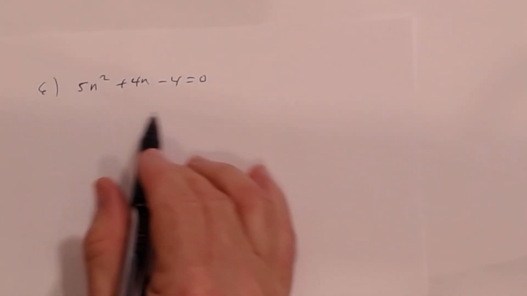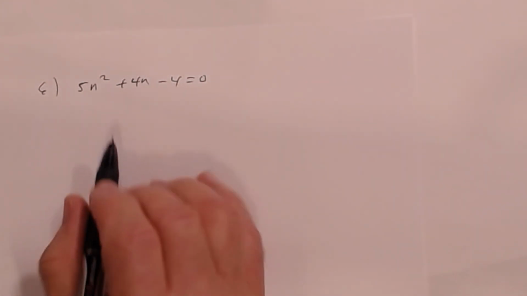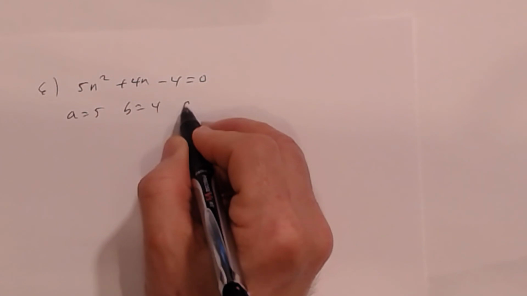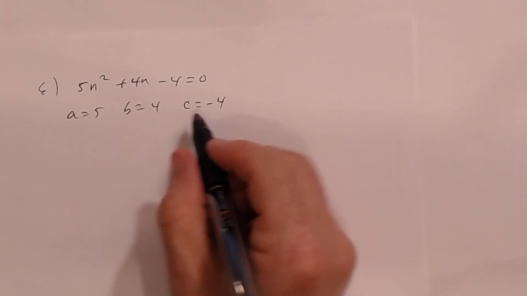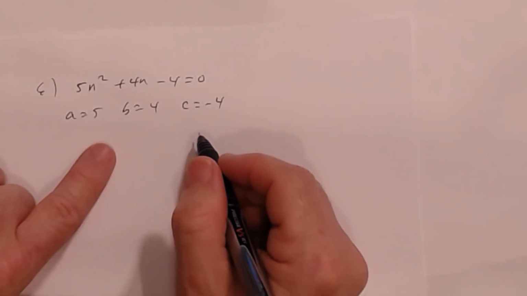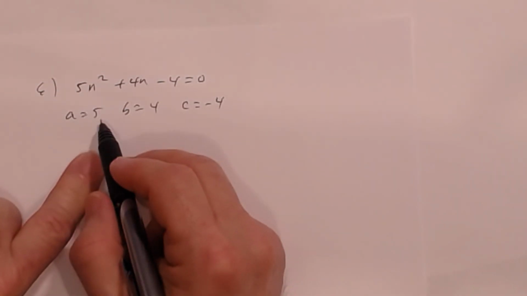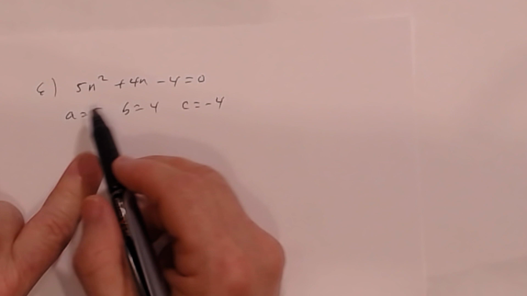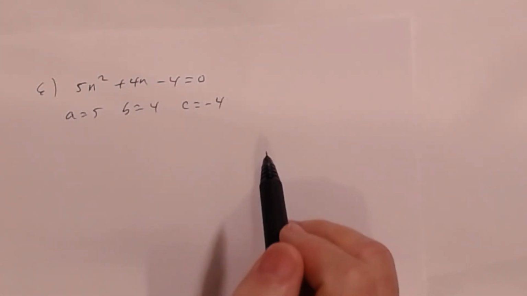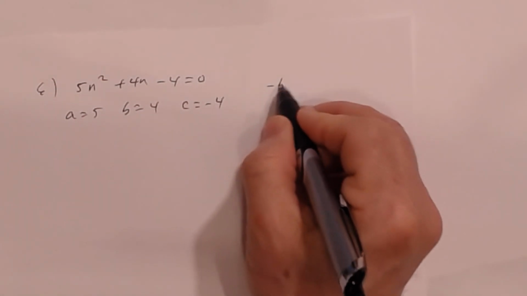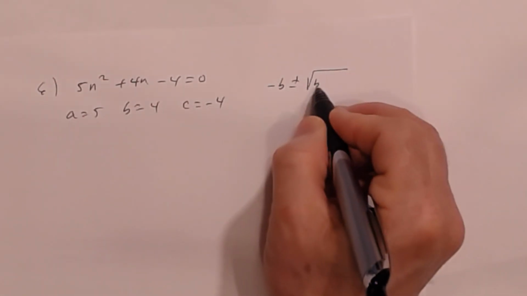So this is already in standard form. I have that 0 on that side. And so A is 5, B is 4, C is negative 4, right? And so we're going to take these values for A, B, and C. Again, make sure you're writing the signs correctly. Double check: positive, positive, negative. Okay, so we look good. And so you can substitute those into the formula.